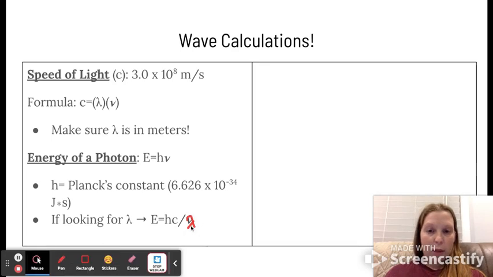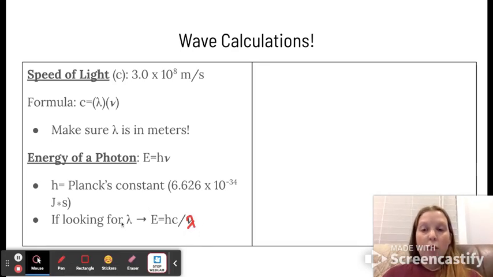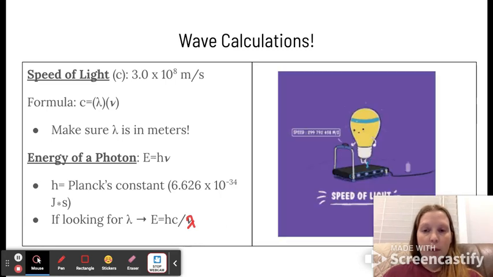That should be your wavelength symbol at the bottom, not your frequency symbol. So if you want to solve for wavelength, you can get rid of frequency by plugging in speed of light divided by wavelength and then solve for wavelength. So now let's go in and try some examples.